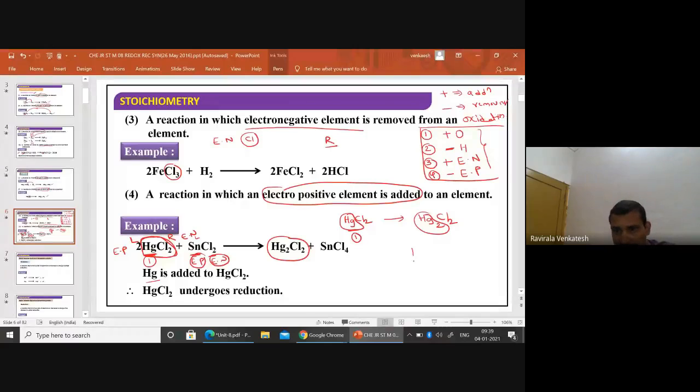But in the reduction reaction, it is the opposite. Removing of oxygen, addition of hydrogen, removing of electronegative element, and finally addition of electropositive elements. In this way we can identify a reduction reaction. So next we go to the next slide.